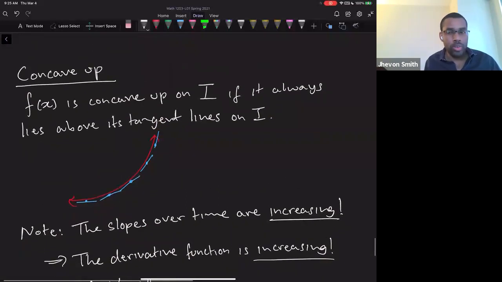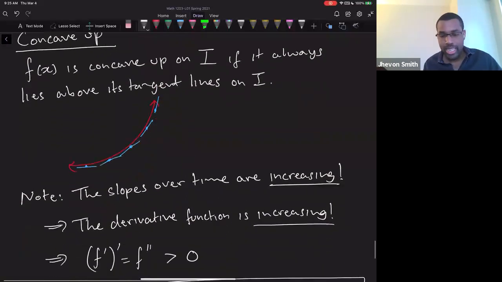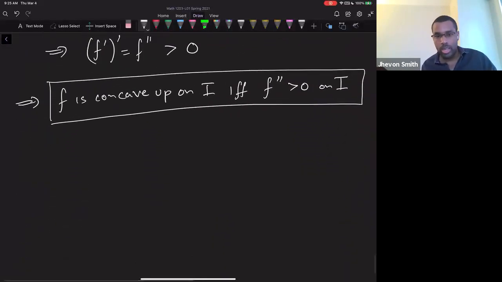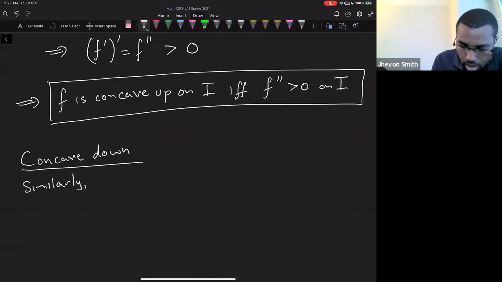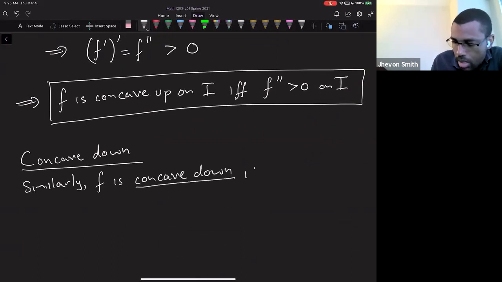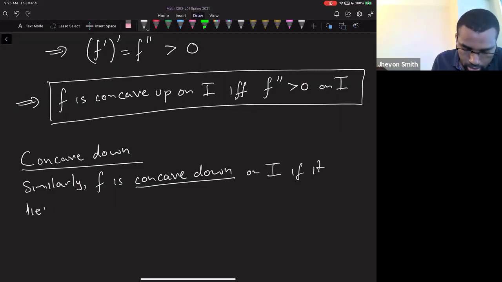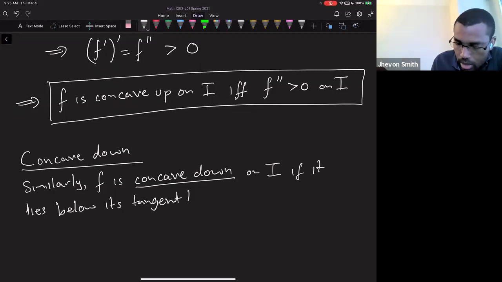If you know that the second derivative is positive, then it means that the function is being cradled by its tangent lines. Now I'm going to tell you another mnemonic, another way to think about this pretty soon, but let's just actually look at concave down. Similarly, f is concave down on I if it lies below its tangent lines on I. So what would that look like?